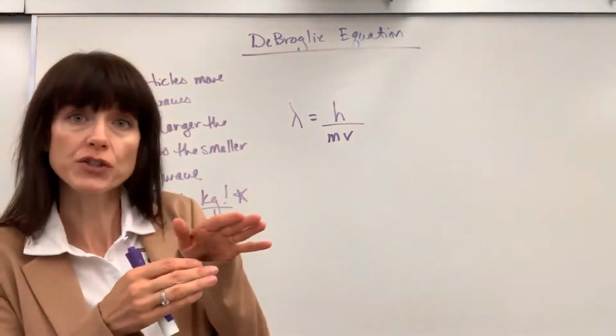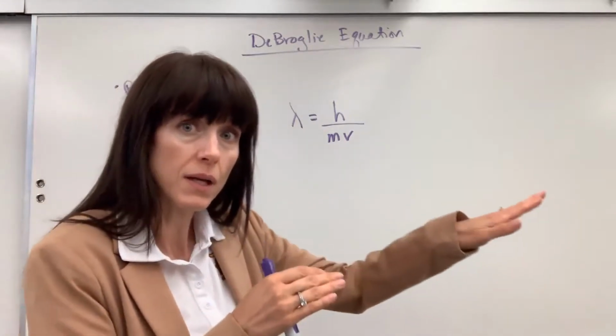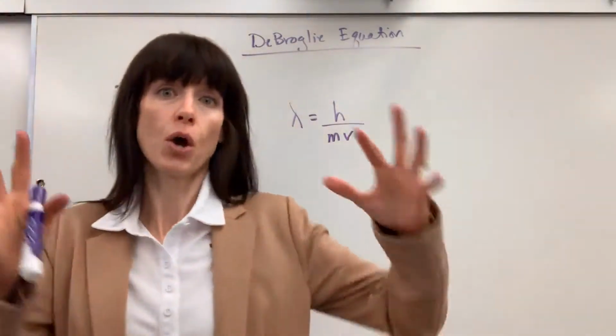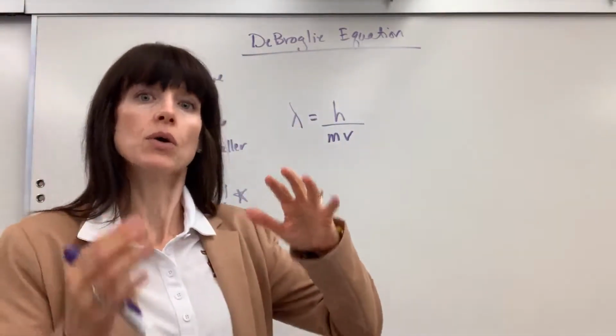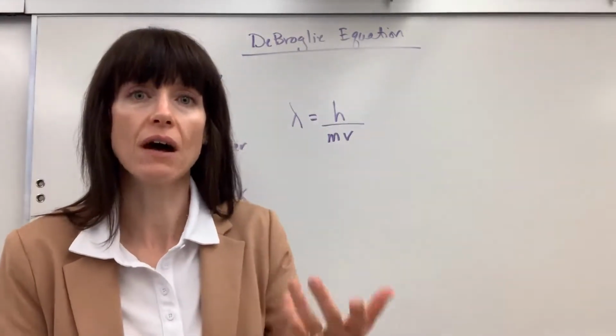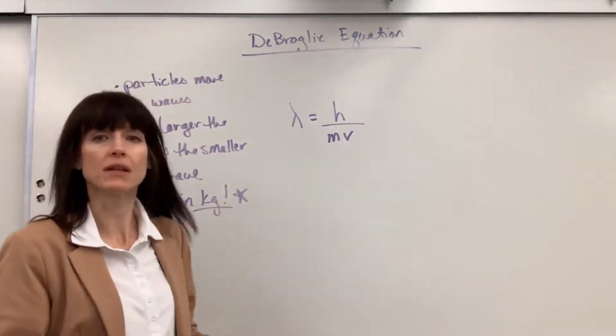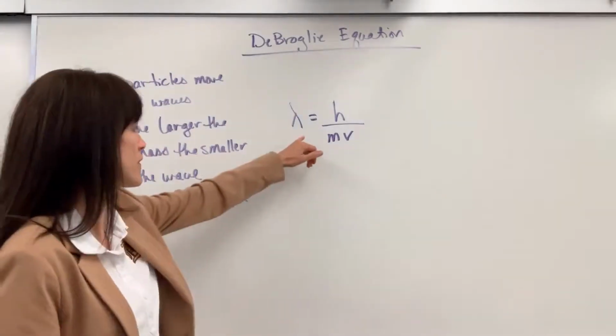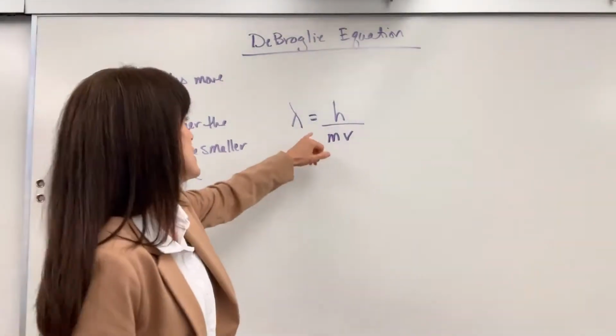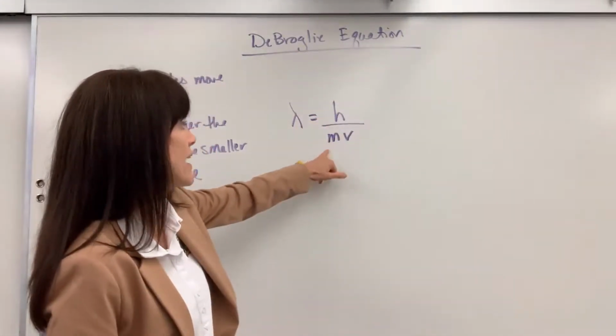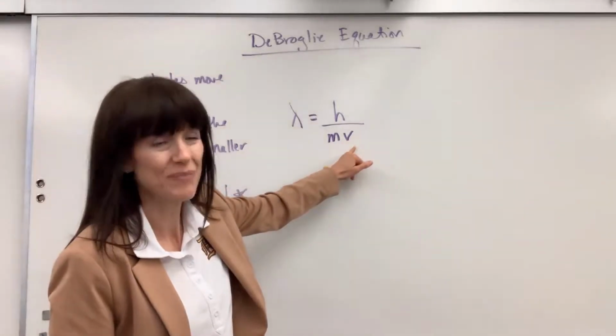A train on the tracks moves in a wave. The earth rotating around the sun moves as a wave. It oscillates. And this was the formula that he came up with. So we've got lambda, wavelength, equals Planck's constant h divided by mass times velocity.